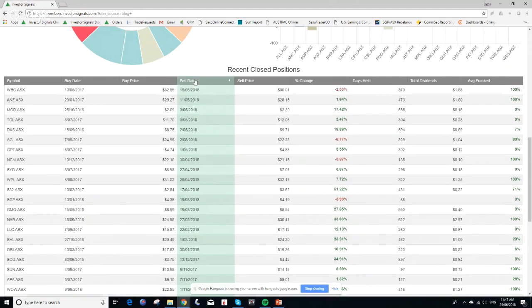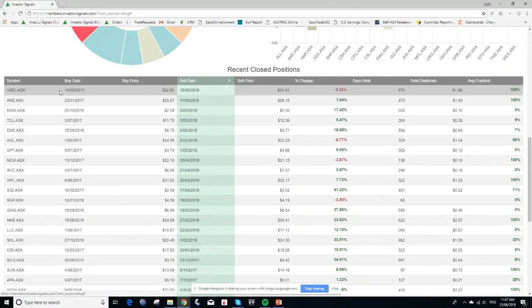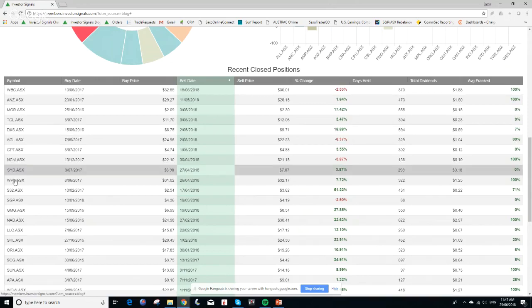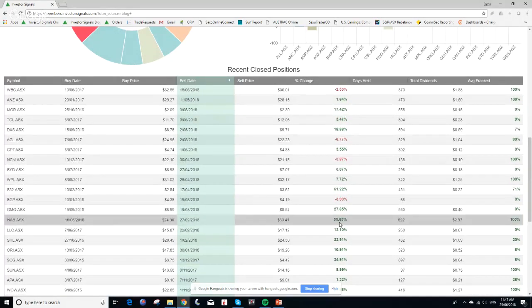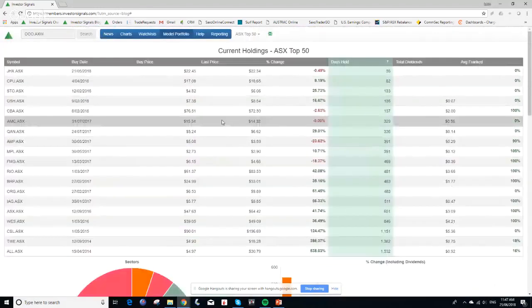So again, how I did that was just looking at the sell date. We're looking at recently closed positions, and we've arranged it by sell date just to have a look at what stocks have recently been closed from the model and looking at the percentage gain or loss there. So that's the top 50.